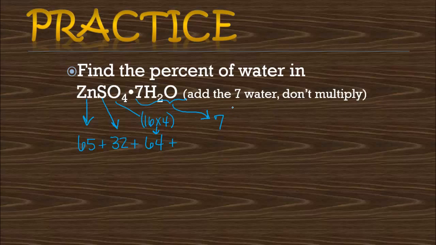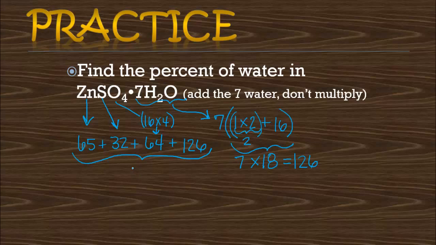So I need 7 times my waters. Hydrogen is 1 times 2, or 2. Oxygen is 16. So 2 plus 16 is 18. Now I'm going to take that 7 times 18 and get 126. So to find my formula mass, I add all of these together and I have a total mass of 287.